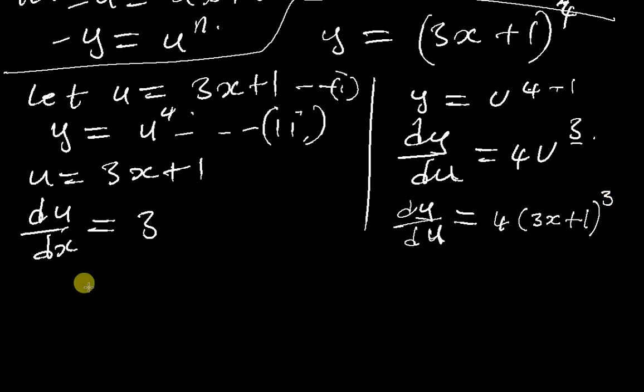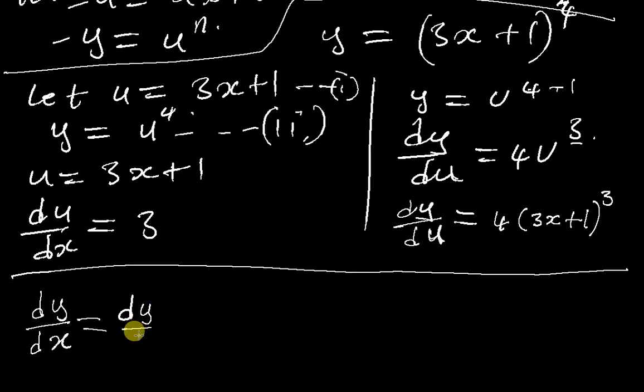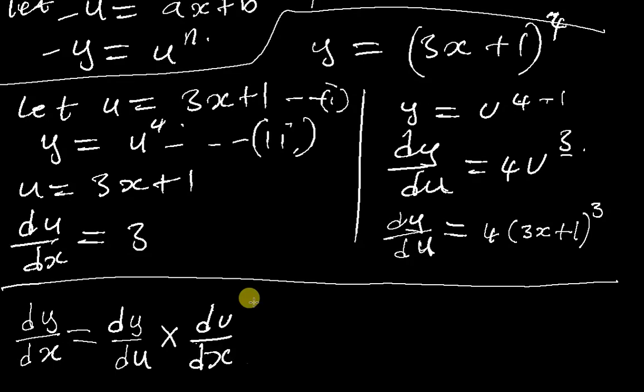Okay. So from there, let us now apply the chain rule. It states that dy/dx is equal to dy/du times du/dx. So we start with dy/du, and we multiply this with du/dx. Okay, so this is the chain rule.